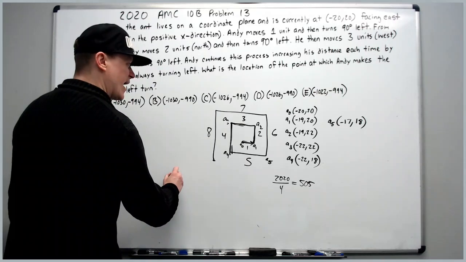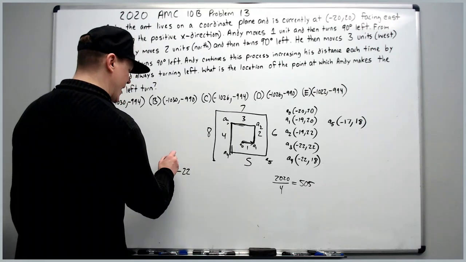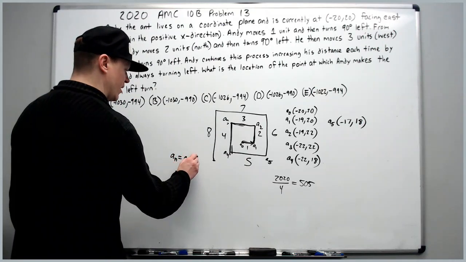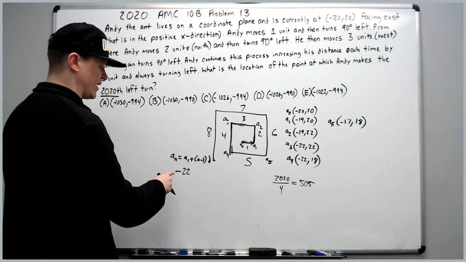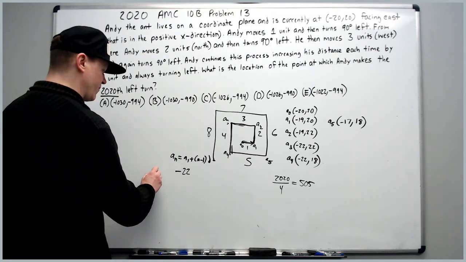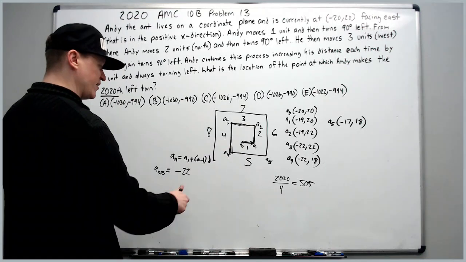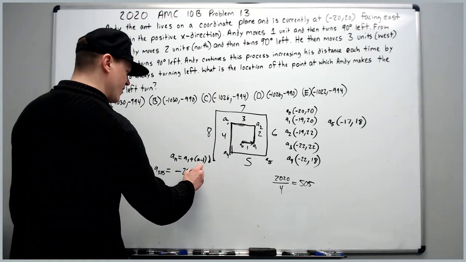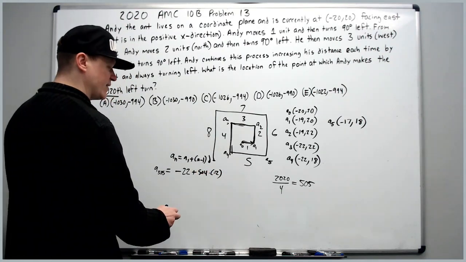So we're going to start at negative 22, and we're going to add. a sub n equals a sub 1 plus n minus 1 times d. We're using this formula if you can't tell. So we want a sub 505. That's going to equal the starting point of negative 22 plus 504 times the common difference of negative 2.